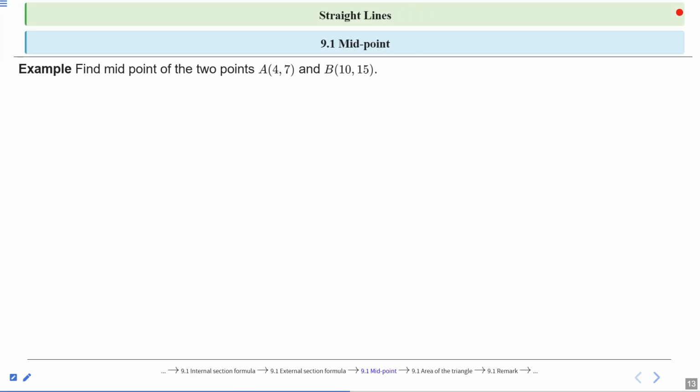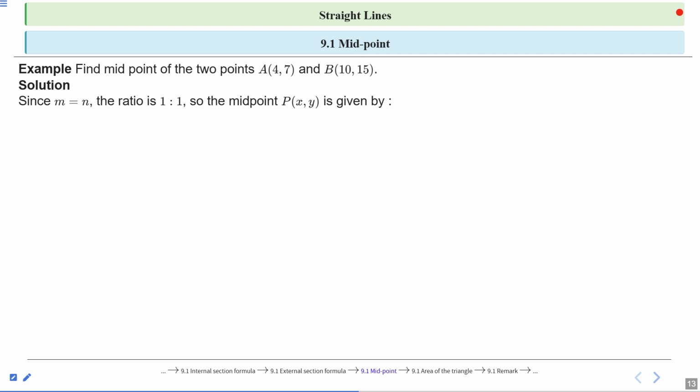So now let us take an example related to midpoint. This is a very simple example. First of all, try it yourself. Here we have to find the midpoint of the two points A 4,7 and B 10,15. First try it yourself, students, and then see the solution. So let us see the solution.